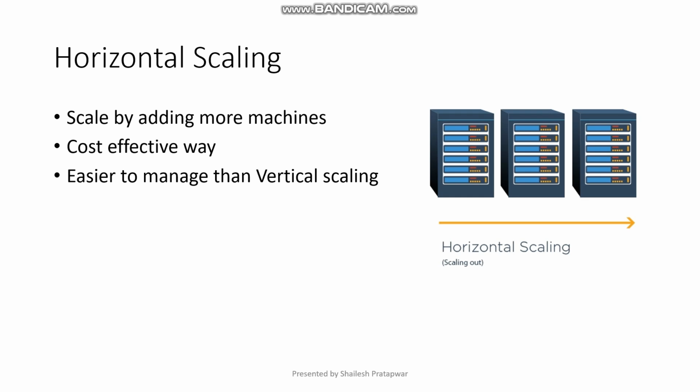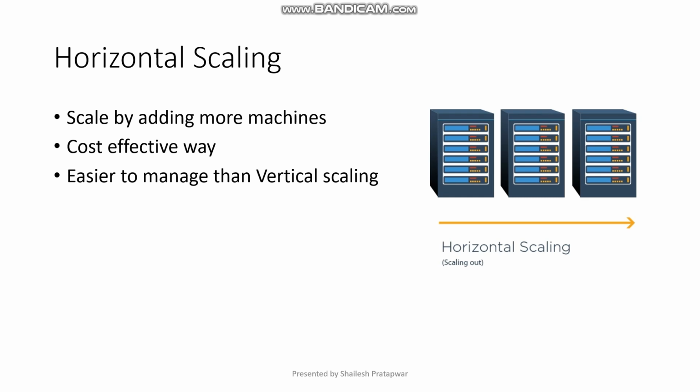Horizontal means you just increase the number of machines. The most important thing is you need to deploy the same code base on all those machines, otherwise it may behave differently. So in horizontal scaling, you can visualize in the image, we just put the machines horizontally on the ground. That's the easy way to remember this.